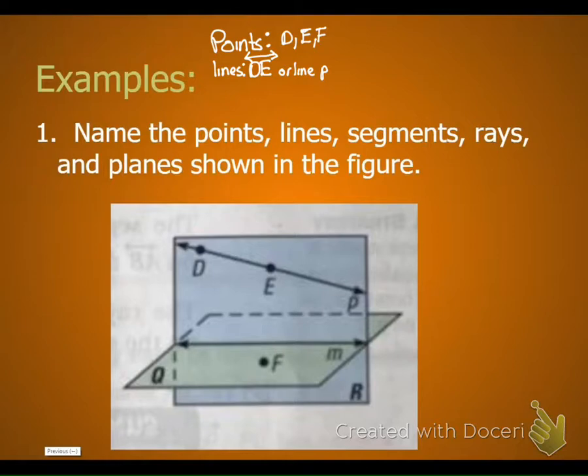We have one more line. Can anybody tell me what that line is? Yes? Line M, yep. Line M has no other points on it, and we see that it just tells you the name there, so you know you can't name it by the 2 points. It has to be line M.